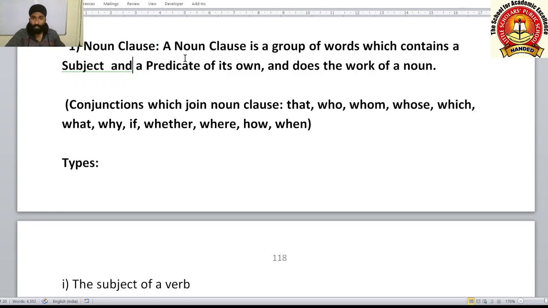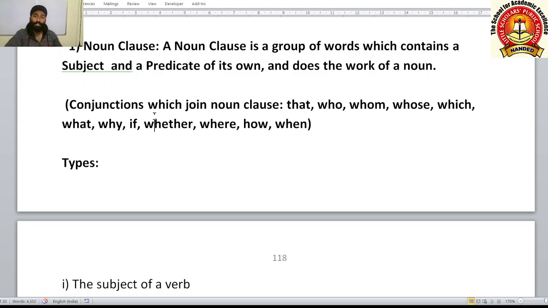Meaning what? A noun clause is a group of words which contains a subject and a predicate of its own and does the work of a noun. A noun can be the subject, a noun can be the object. We know this thing. A noun can be the object of a preposition. A noun can be the object of a gerund. So such functions of a noun are played by this clause. This is why this is a noun clause. So it contains a subject and a predicate of its own.